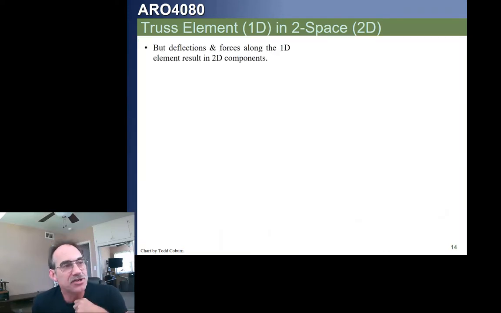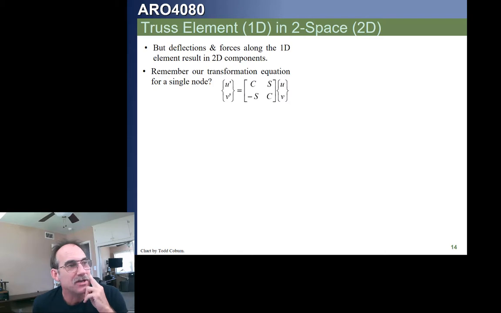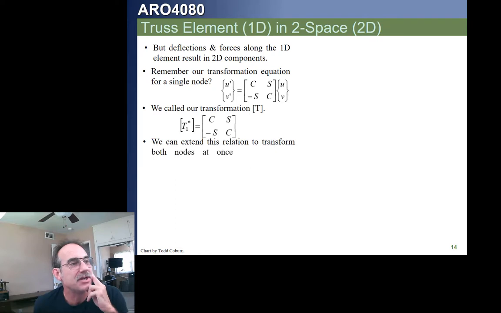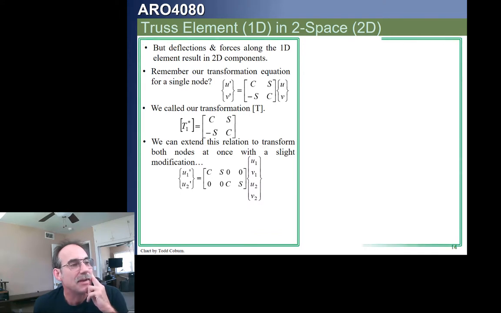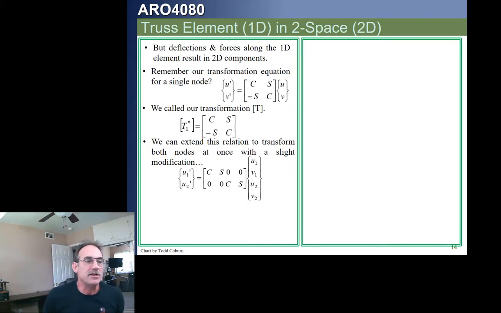Now, our deflections and our forces in the 1D element are related to our two-dimensional components. This is our transformation equation. We called this transformation T star, and we can now use that transformation, a 2 by 2, we can expand it and transform our deflections from one where we've got u and v in the global transformed into the u and v in the local by just applying this transformation here. Okay?